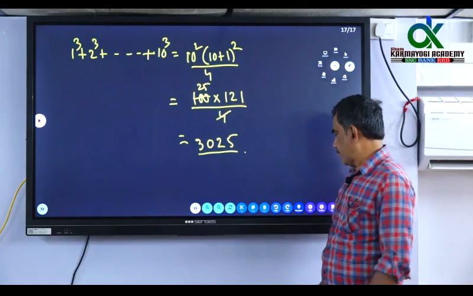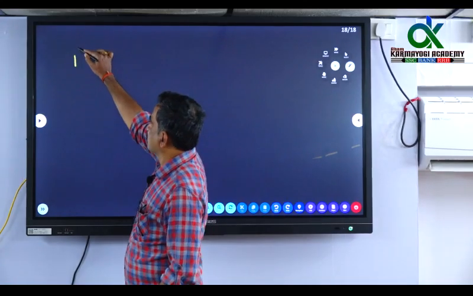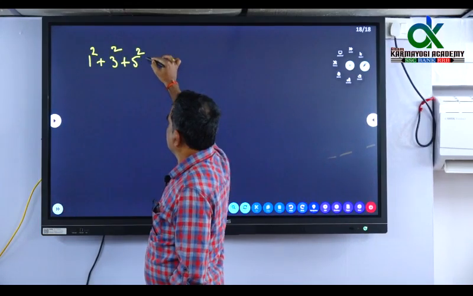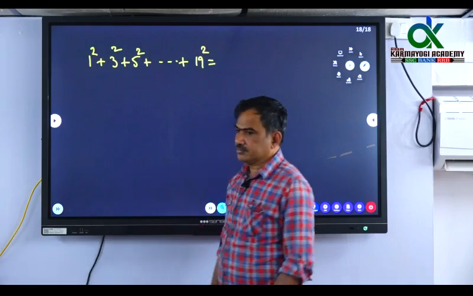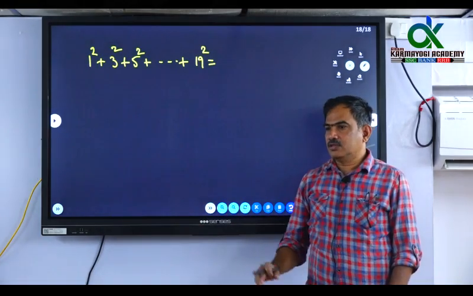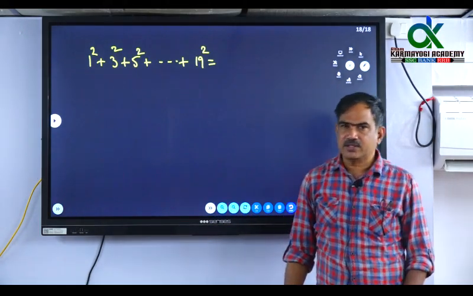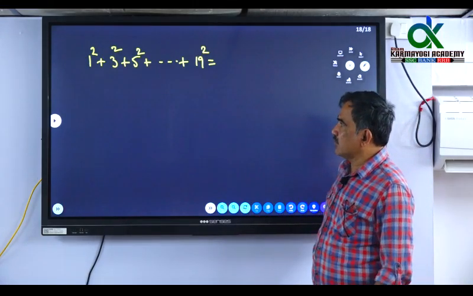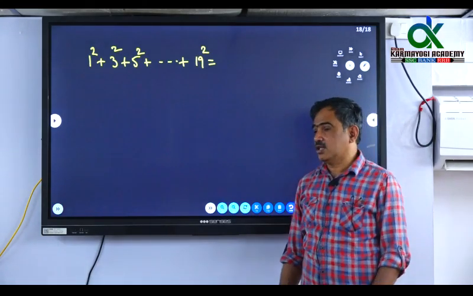Next one. For example, if a question is given like this, 1 square plus 3 square plus 5 square plus and so on plus 19 square is equal to how much? If 1 square, 2 square, 3 square, 4 square are given, we can get the formula. We have the formula n into n plus 1 into 2n plus 1 by 6. But what about the formula related to 1 square, 3 square, 5 square, the sum of squares of odd natural numbers?